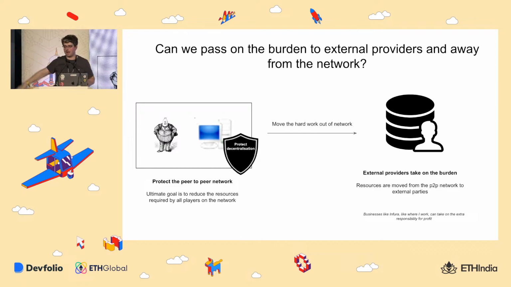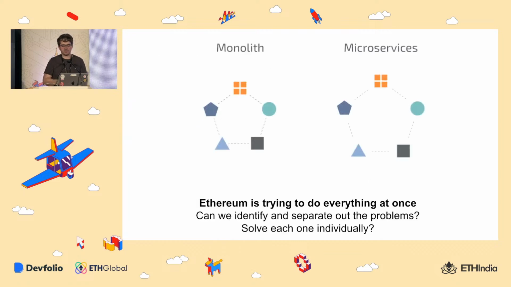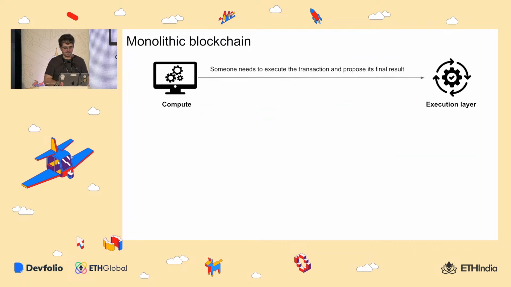So all the hard work happens over here. You can have different resource requirements over there. But on Ethereum, we just check the results. We don't actually do the hard work ourselves. Can we do that? And this is sort of the play on the monolithic architecture versus the microservices or the modular narrative or theme. Right now, Ethereum is trying to do all the work itself. Can you move the work elsewhere?